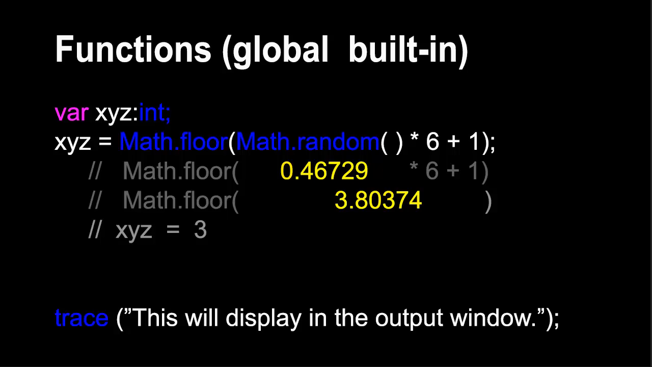We've also used the trace method or trace function in the past, in which we simply display some text in the output window. Each of those are simply statements that call a much larger block of code that's doing some processing. Those functions were written for us. They are built in, or sometimes referred to as global functions.